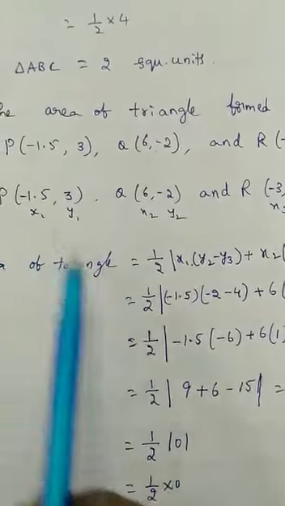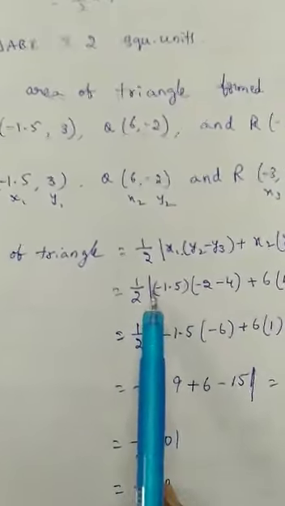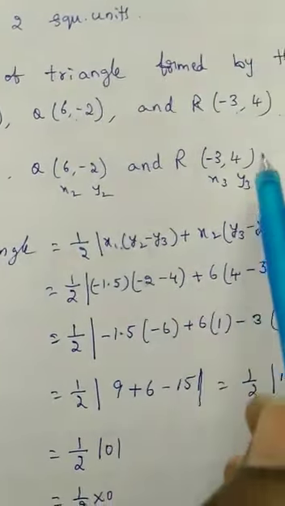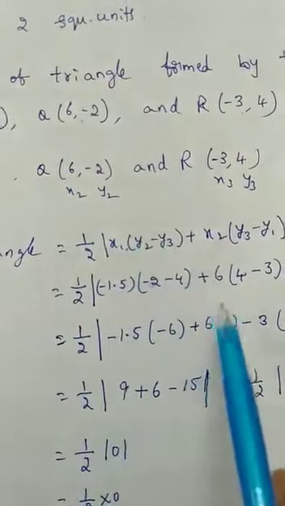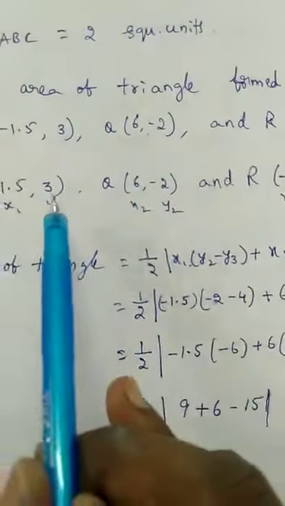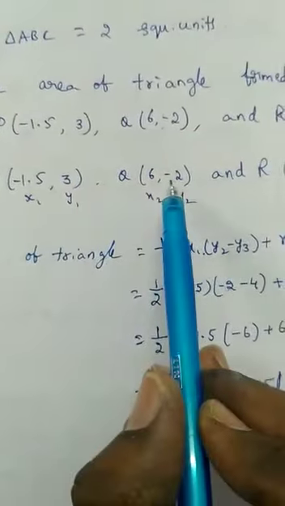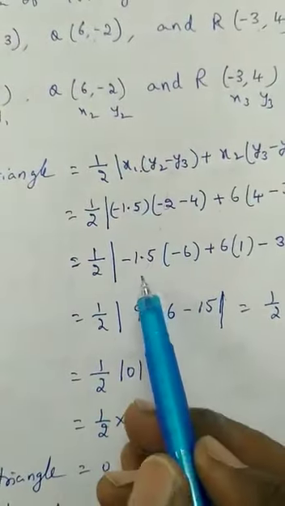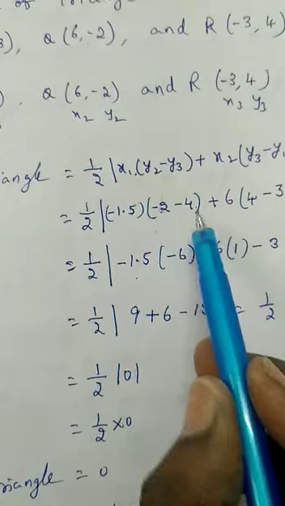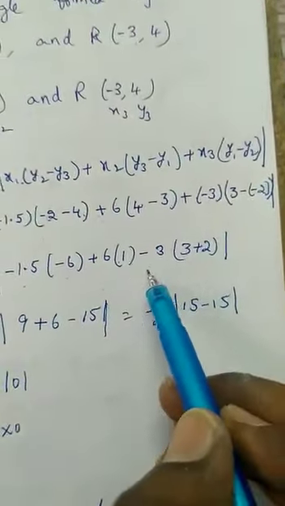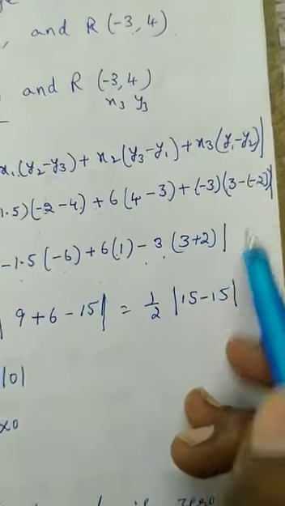So it is half into modulus of x1, minus 1.5, into (y2 minus y3), that is minus 2 minus 4, plus x2, 6, into (y3 minus y1), 4 minus 3, plus x3, minus 3, into (y1 minus y2), it is 3 minus of minus 2. Clear? So by simplifying that, half into minus 1.5 into minus 6, plus 6 into 1, plus minus 3 into 3 plus 2.